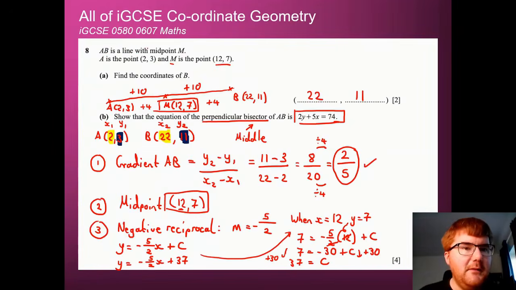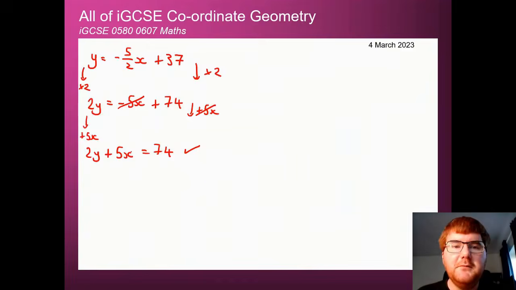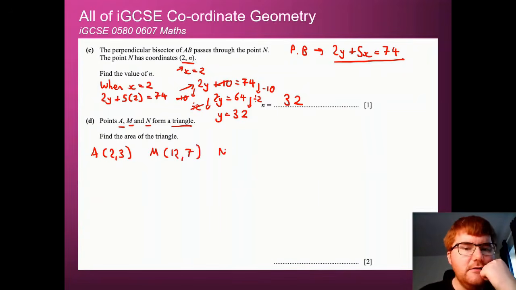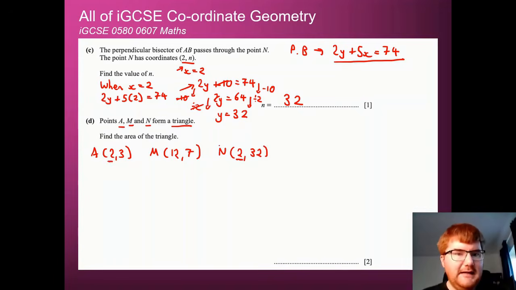So let's go through our points. So A is 2, 3. So I'm just going to write down these points. M we worked out before, didn't we? It's 12, 7. And then N is equal to 2, 32. First thing I notice here is that the x-coordinates are the same for A and N, which is going to be very useful a bit later on.